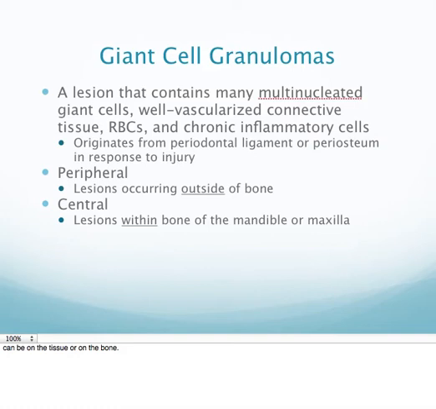So you have two types of these. You have peripheral giant cell granuloma, which occurs outside the bone, and then central, which occurs inside the bone. So how are you going to remember that? Well, peripheral means on the side, so just think peripheral of the bone, outside of the bone. Central is within, or the center, so within the bone.